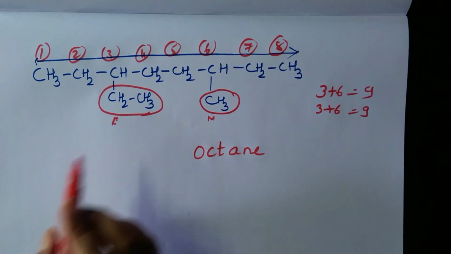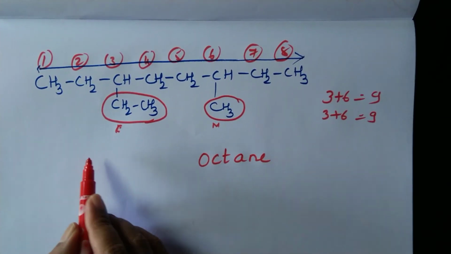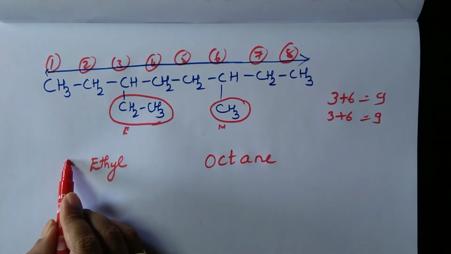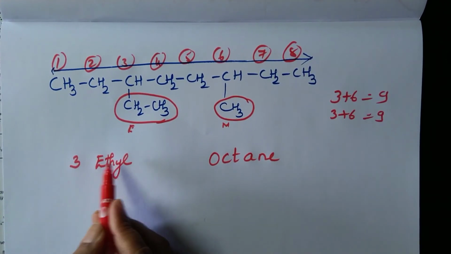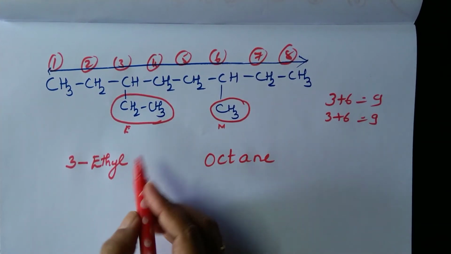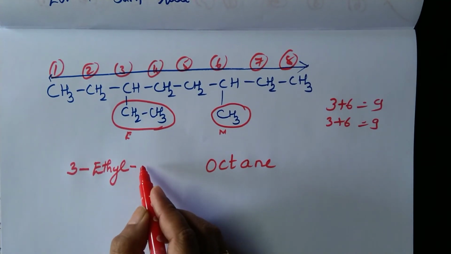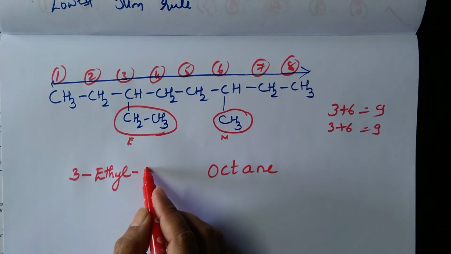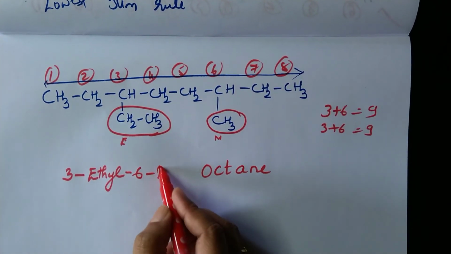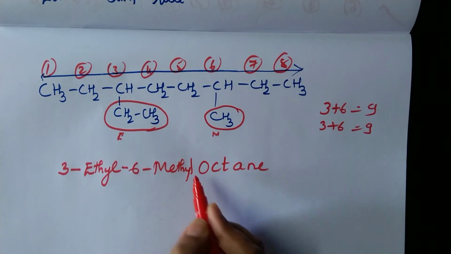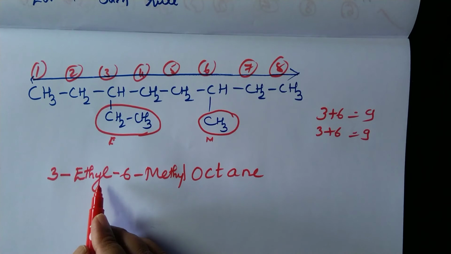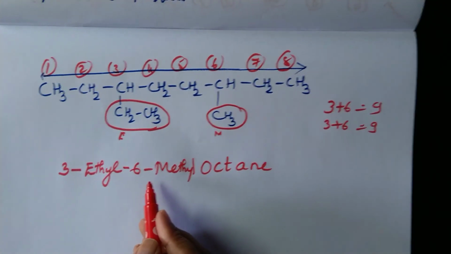But I have a substituent on carbon number 3. What is the name of the substituent? It is ethyl. Where is it sitting? Carbon number 3. Number followed by word, dash: 3-ethyl. Then carbon number 6, word followed by number, dash: 6. Which is the group we have? Methyl. Write continuously, octane. So the name of this molecule is 3-ethyl-6-methyloctane.